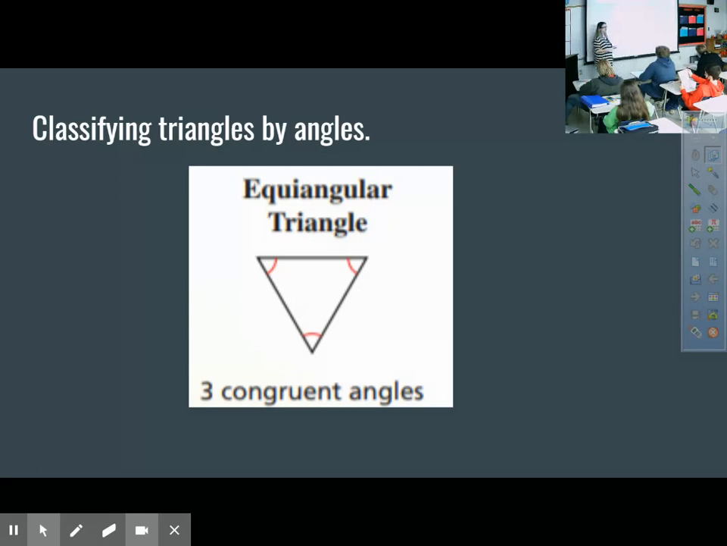Which of those triangles over there are equiangular? The second one. Yeah, the second one on top, the one on the top right. How could you tell that all 3 angles were the same without measuring them?